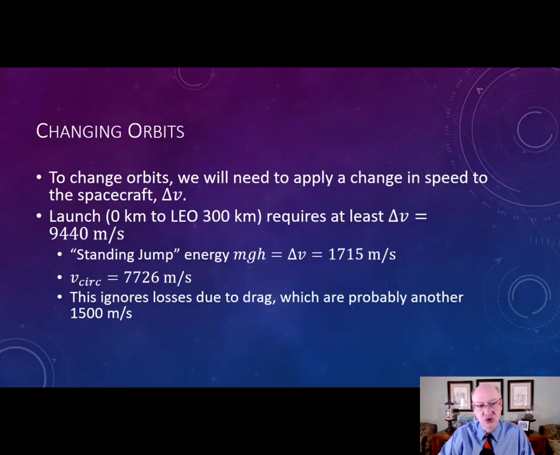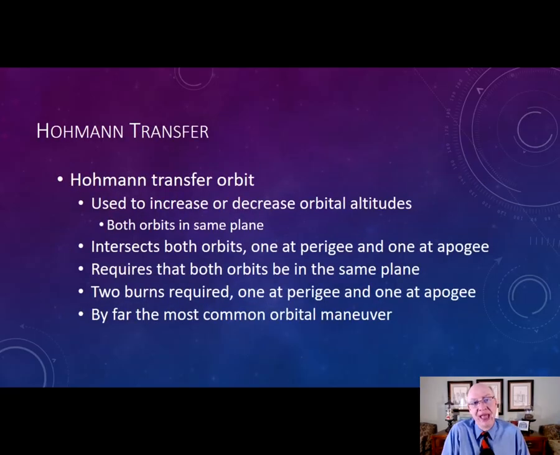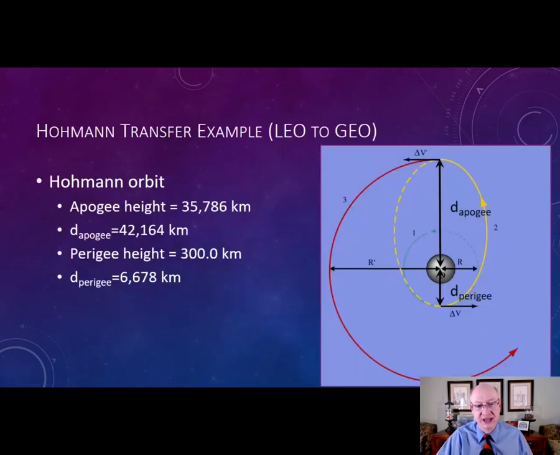So let's think about that transfer. The best way, the most energy efficient way to transfer from one orbit to another orbit is to do an intermediate elliptical orbit that's called a Hohmann transfer orbit, named for the person who first developed this technique. So let me show you a picture of it, and then we'll come back and talk about more details.